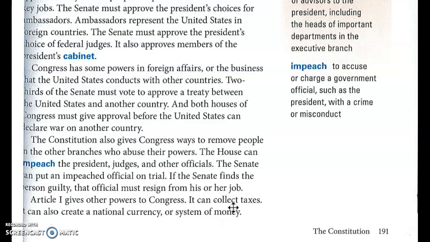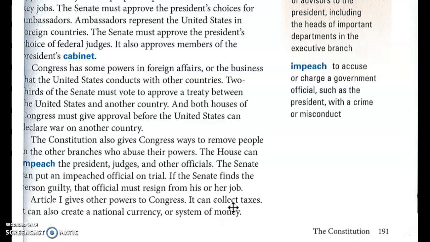The Constitution also gives Congress ways to remove people from the other branches who abuse their powers. The House can impeach the president, judges, and other officials. The Senate can put an impeached official on trial. If the Senate finds the person guilty, that official must resign from his or her job.